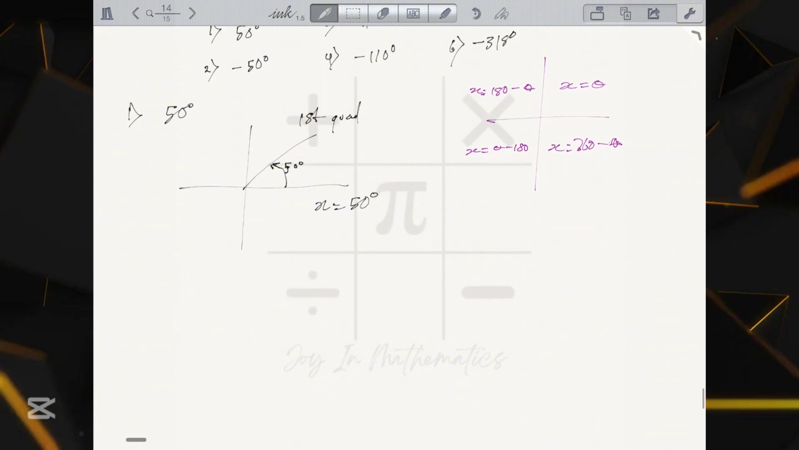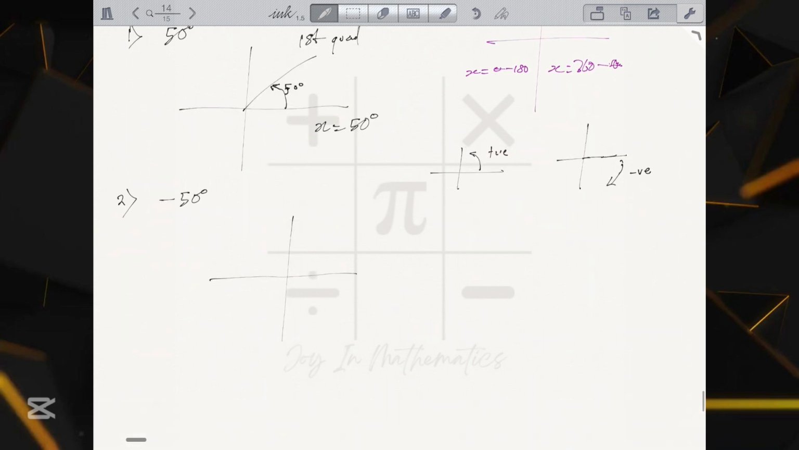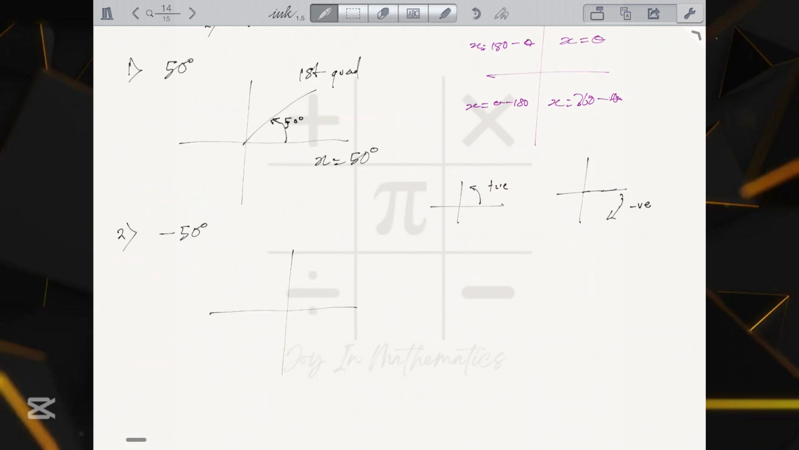Let's take the next question, which is question 2, which is minus 50 degrees. Now we can see the difference here. The first question is positive 50, the next question is negative 50. Now we understand that positive angles are in the anticlockwise direction and negative angles are in the clockwise direction. So with this, we can draw the negative angle in the clockwise direction. So in the clockwise direction, we have 50 degrees.